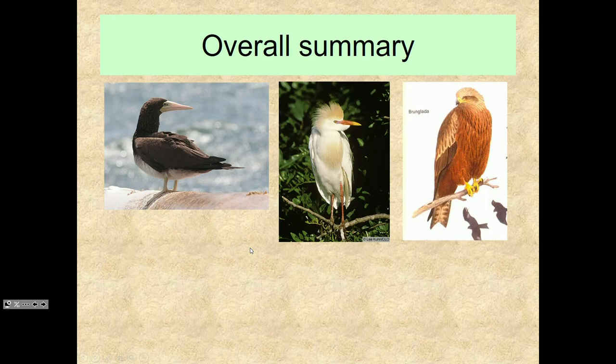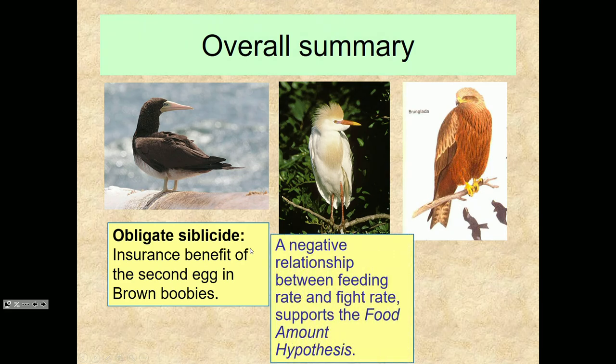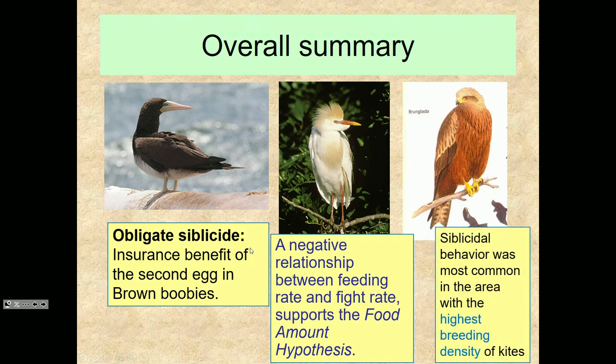Yes, so as an overall summary, in the first study, we studied obligate siblicide, and we saw in this experiment an insurance benefit of the second egg in brown boobies. In the second study of the cattle egrets in Oklahoma, we saw a negative relationship between feeding rate and fight rate, which supports this food amount hypothesis. And in the third study, siblicidal behavior was most common in the area with the highest breeding density.